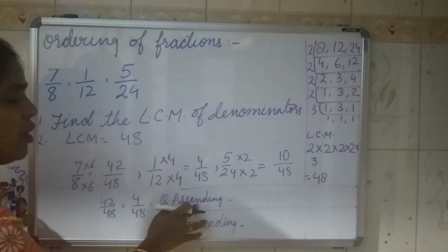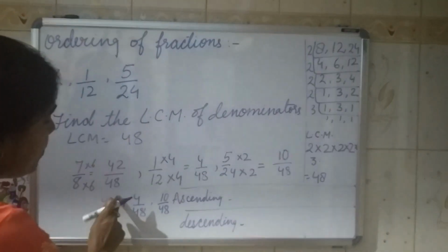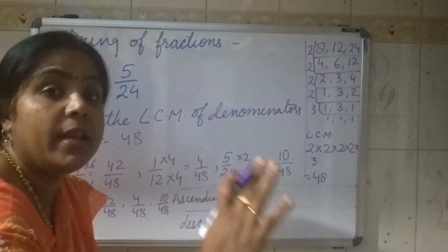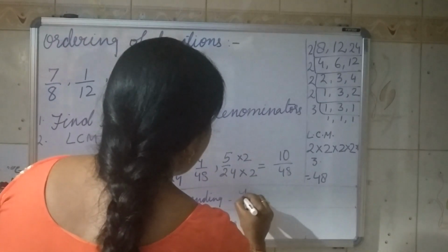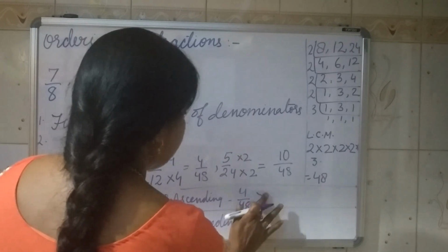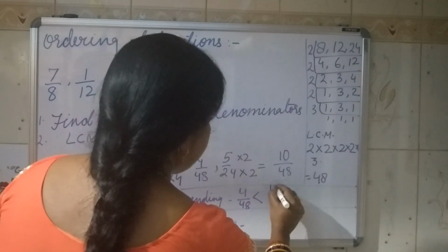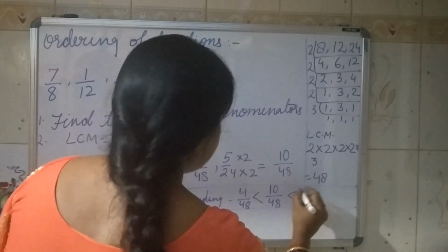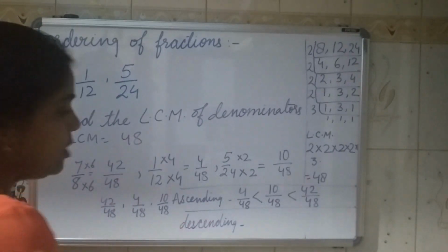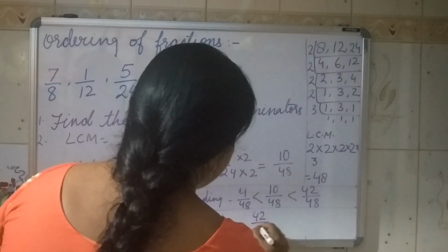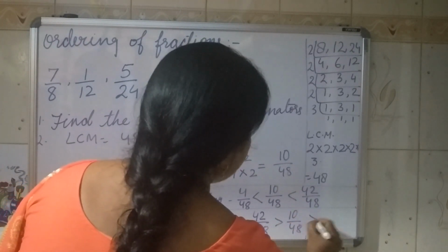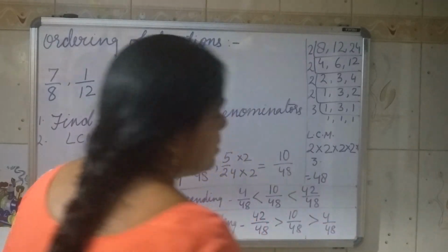If it is ascending order, we have to move from the smallest to the biggest. 42 upon 48 is bigger than 4 by 48 and 10 by 48. So ascending order will be smallest to greatest. The first fraction is 4 upon 48, which is smaller than 10 upon 48, which is less than 42 upon 48. Okay. And if we have to write the descending order, we will write it like this: 42 upon 48 is greater than 10 upon 48 is greater than 4 upon 48. So I hope it is clear to you.